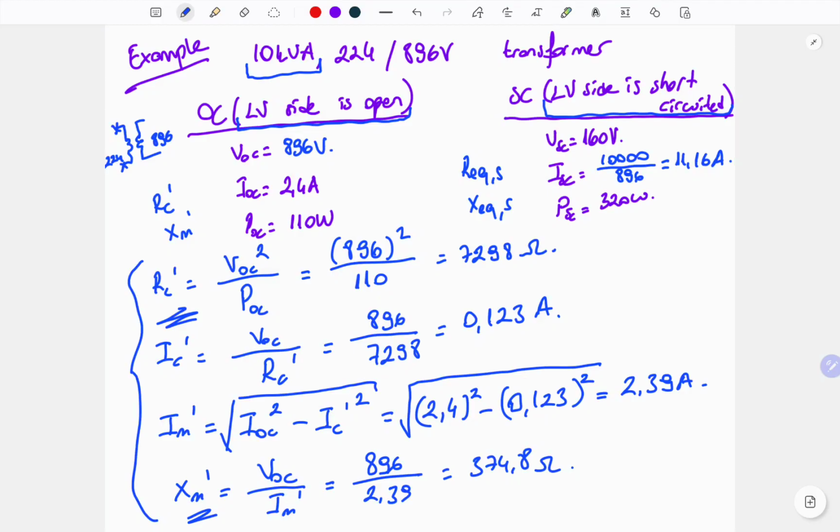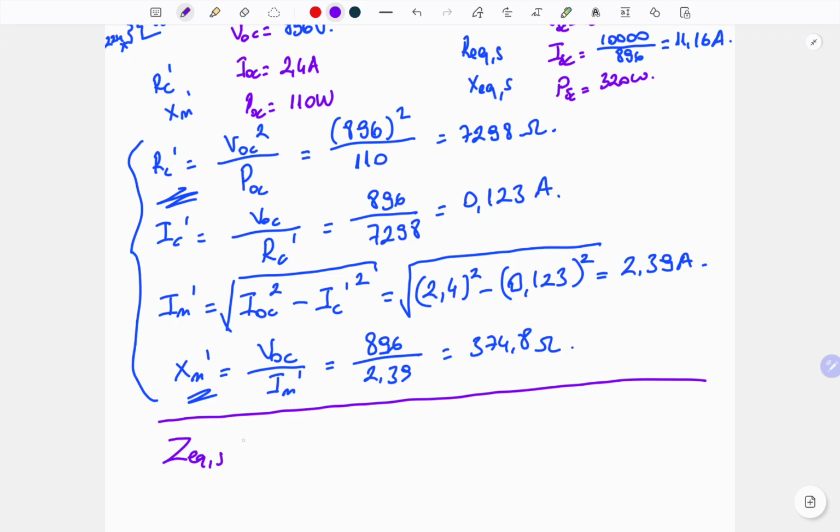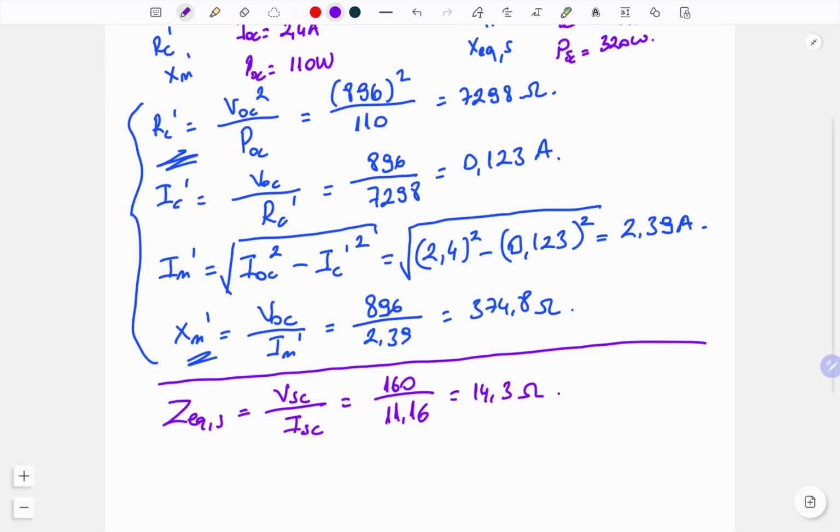Okay, that's 2 parameters, and the most important ones, RC prime and XM prime, are calculated according to the open circuit test results. Next one should be the short circuit analysis. So using the short circuit test data, let's calculate the remaining 2 parameters. What are they? Series connected parameters. For the short circuit test data, we can start with the calculation of the impedance, which will be the short circuit voltage over the short circuit current, the total impedance of the circuit. In that case, we neglect the excitation branch for the calculations. So 14.3 ohms will be the impedance.